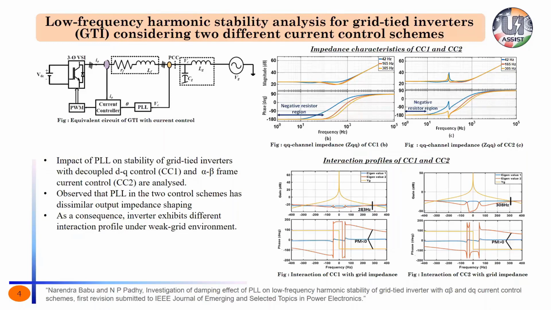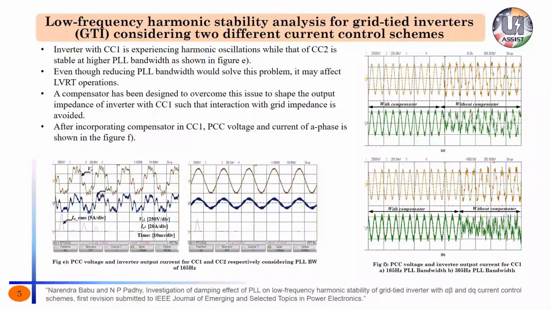But in case of current controller 2, even though the interaction was happening at 308 hertz, there was sufficient phase margin and the system was remaining stable. And the same thing has been tested on the hardware platform. We had taken a 10 kVA inverter connected to a weak microgrid. Inductance was calculated for a short circuit ratio of 2, and we can see the harmonic oscillations in PCC quantities, that is the voltages as well as current. Because of this impedance interaction, we can see the harmonics being injected into the grid.